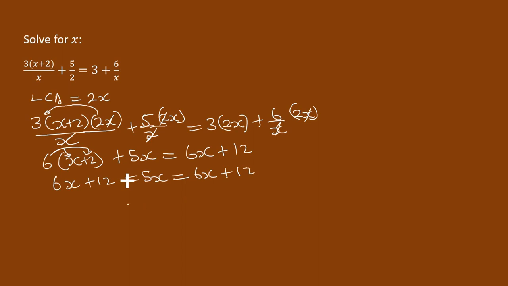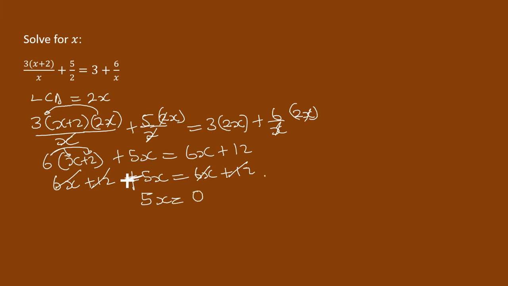And then plus 12 this side, we cancel each other out, because if we transpose 12 to the left hand side, it's going to be negative 12. Then positive 12 minus 12 is 0. Even 6x minus 6x is 0. 5x is equal to 0.